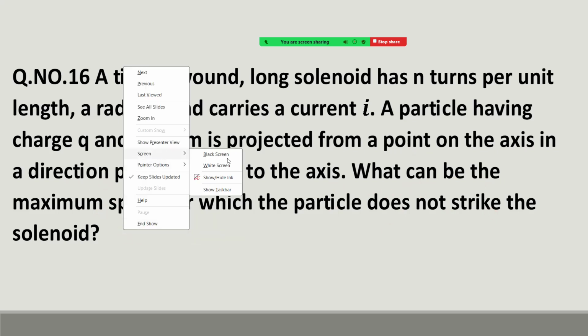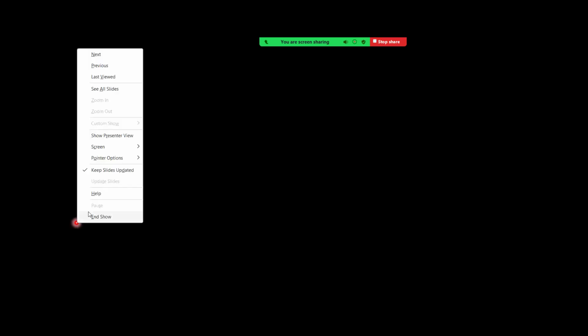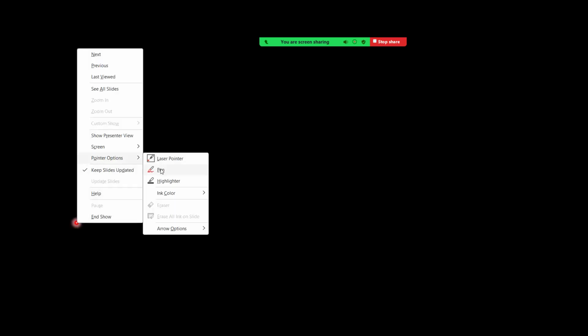Let's see how we are solving it. First of all, make a diagram for the given data. It is now a tightly wound long solenoid. So I am taking now that the length is into the board. So when we are seeing from this side, it appears as a circle. Okay. Length is into the board.